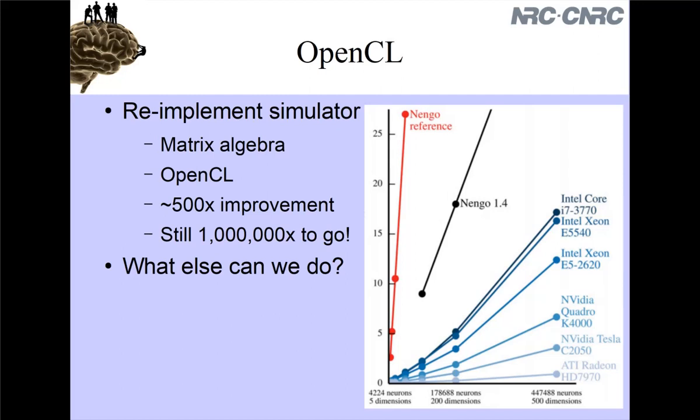We're still 1,000,000 times slower than the brain if we want to start doing things at the scale of the human brain. So yay. Step in the right direction. That's helpful, but what else can we do?